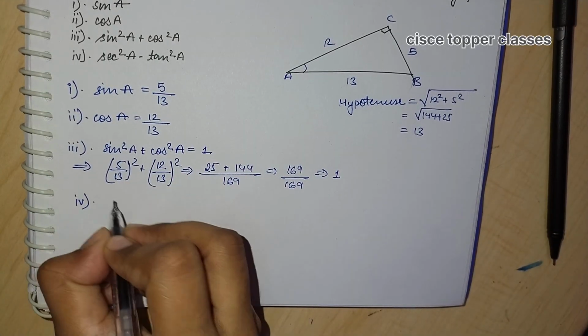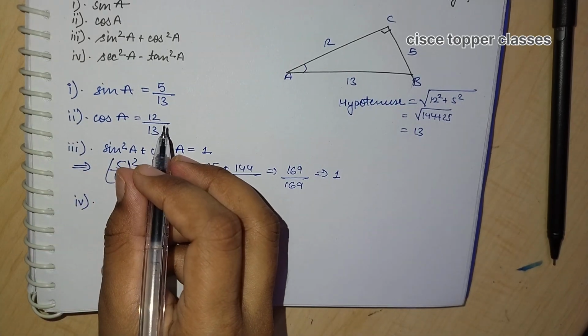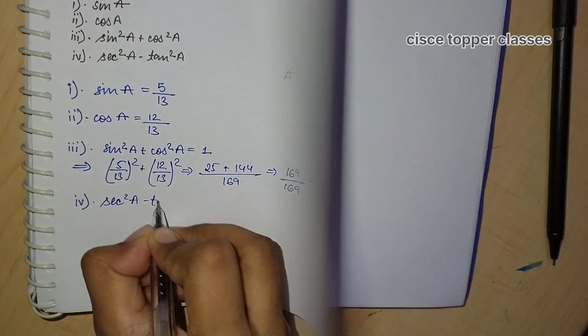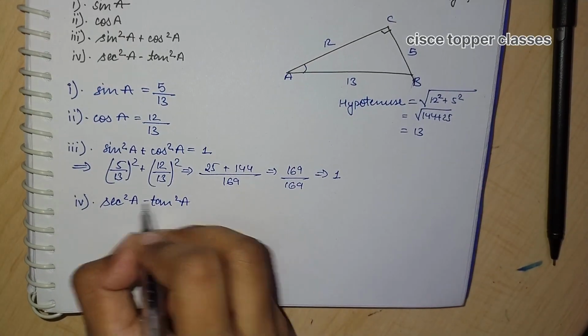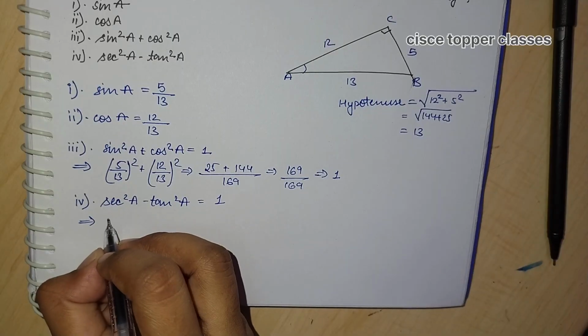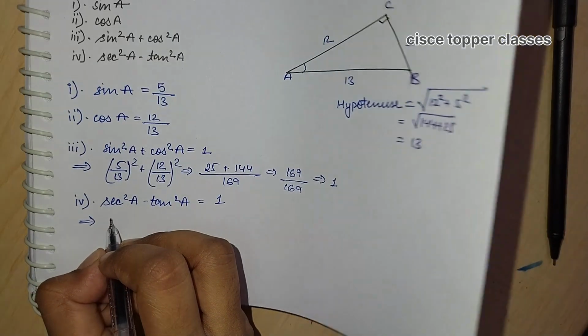Now the fourth part is sec square A minus tan square A we have to calculate. So we can again put the value because it is also an identity. So when we put the value to verify it, sec square A is the reverse of cos.